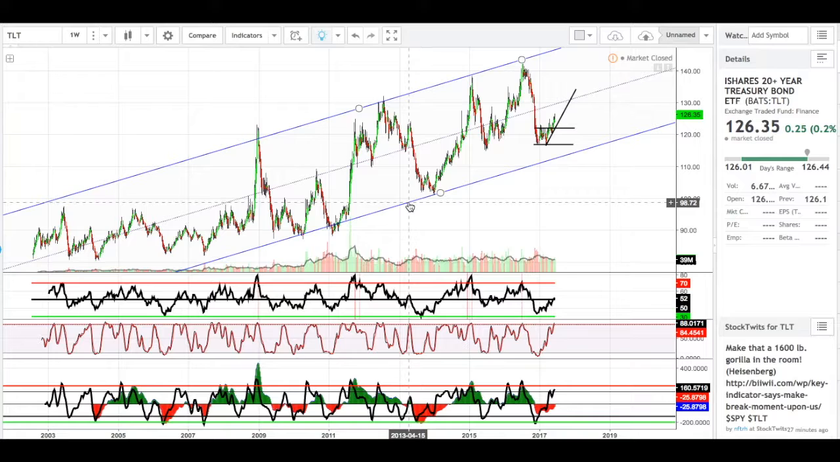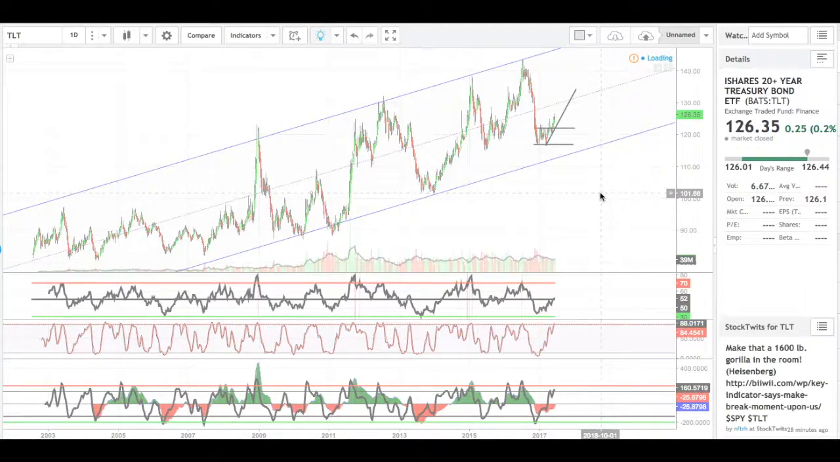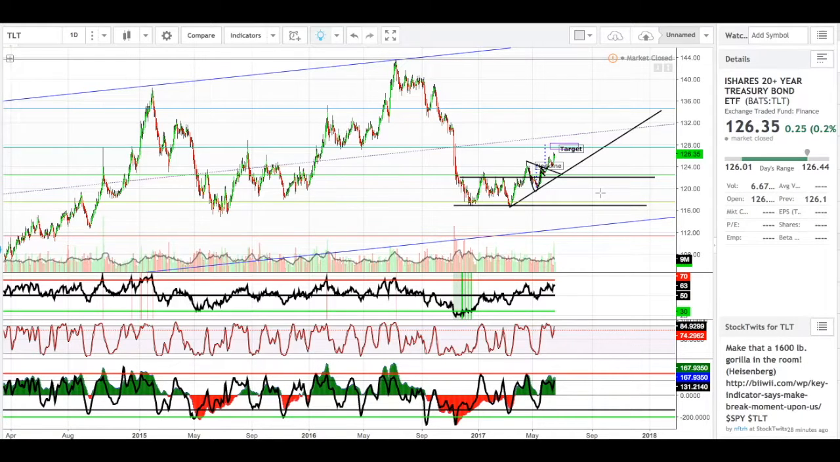So here in the weekly, we can see that we have a fairly well-defined channel, which marks some fairly hard support and resistance zones, and a very interesting recent uptrend. So let's go to the daily and take a look at that uptrend.